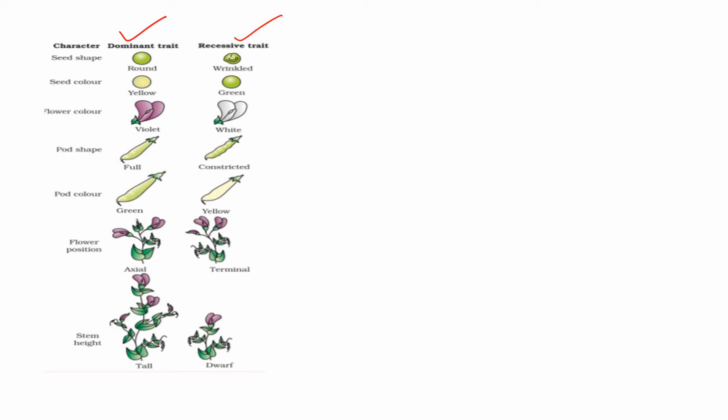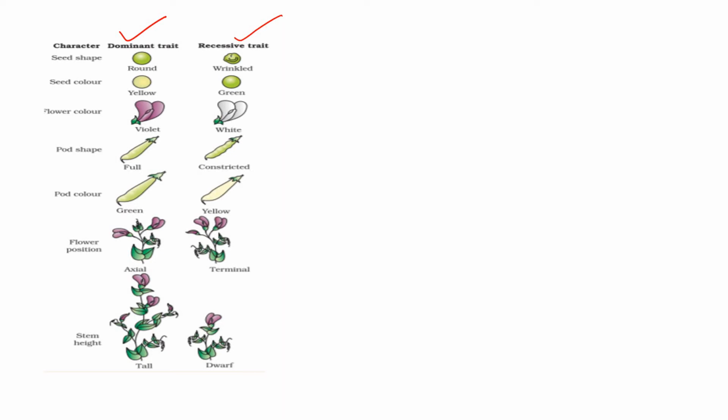Dominant are the ones which express their characters, and recessive are the ones whose characters are suppressed by the presence of the dominant trait. Recessive traits also express themselves in the absence of the dominant gene. Now, today in the class I had told you about writing capital letters and small letters.